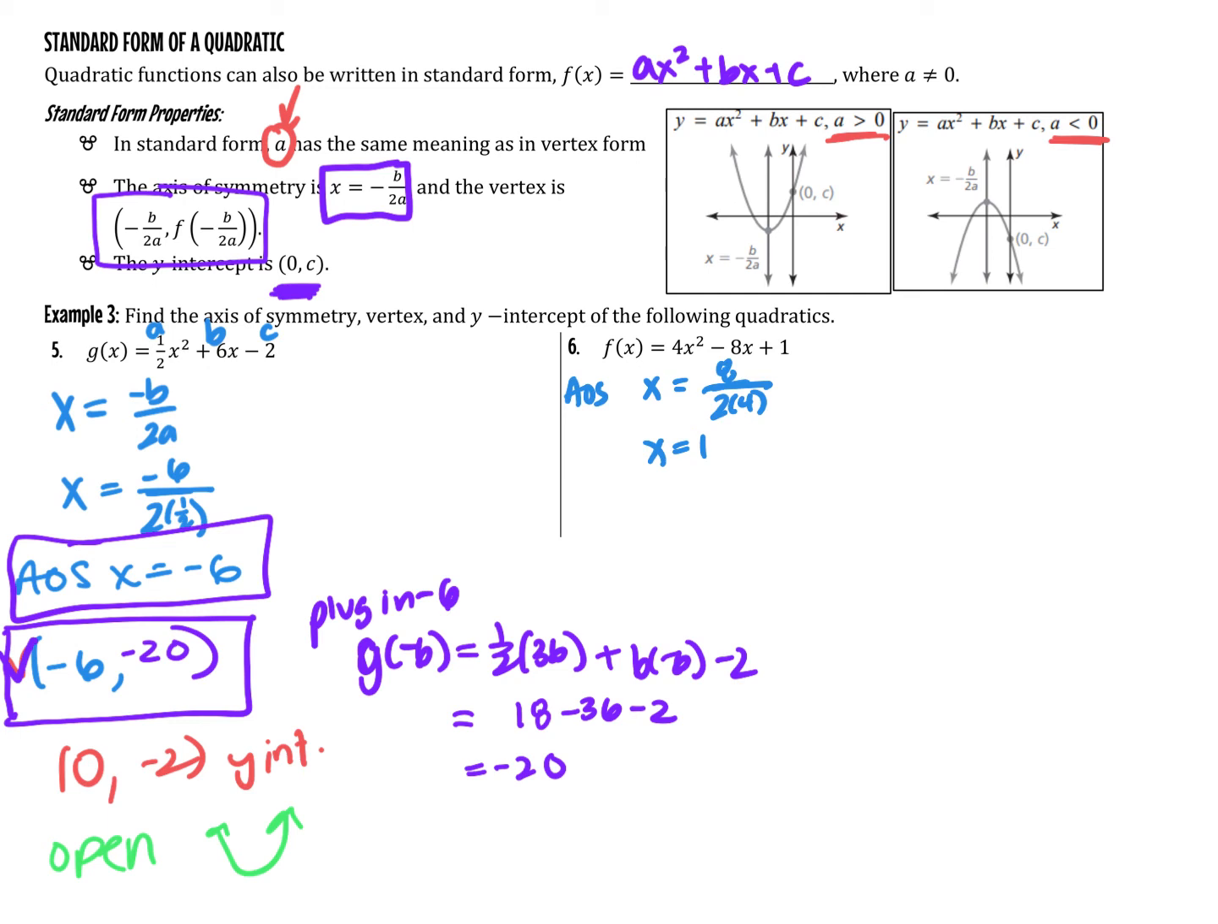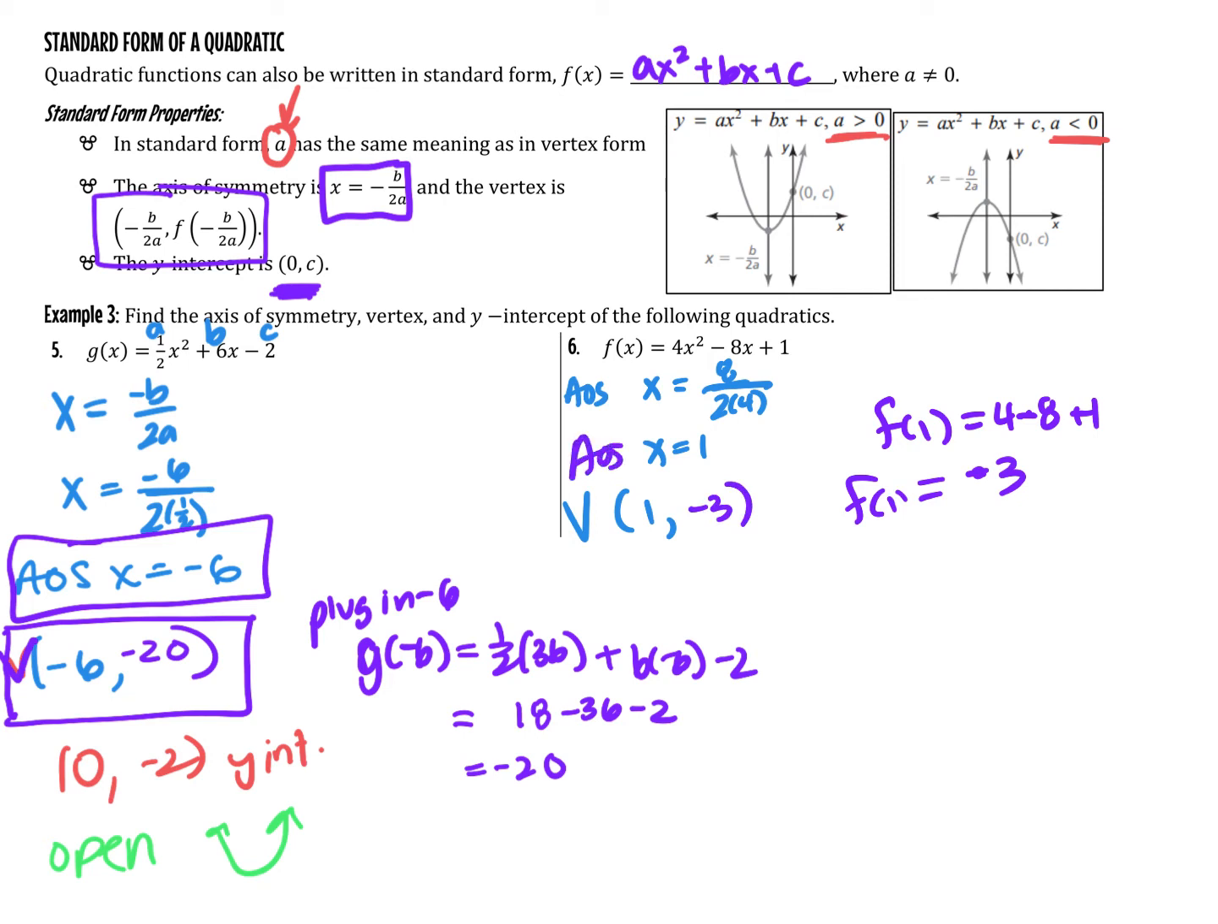So the axis of symmetry here is going to be 8 over 2 times 4, which is going to be x equals 1. So that's the x value of the vertex. To find the y value of the vertex, we're going to plug in 1. When we plug in 1, we're going to get -3.